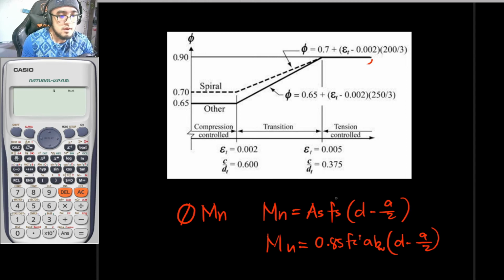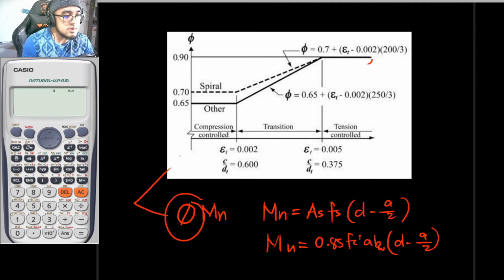So once again, this is dependent upon the number of steel, or your steel ratio. Anyway, so this is it. And so we already know how to determine Mn. But what about for phi? So for your phi, we will be using this diagram. It may either be 0.65, 0.7, 0.90, or any value in between.